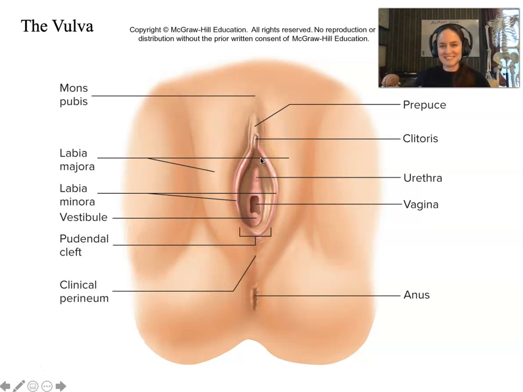Those are very distinct terms that everybody, including healthcare professionals, gets mixed up about, which is problematic because there's a big difference between vulvitis and vaginitis, a sore on the vulva versus a sore on the vagina. These are clinically distinct terms, and I want everybody to be aware of that.